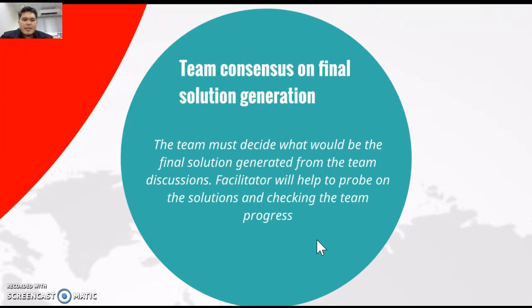So during the session in the classroom, we will have something to do with progress reporting. So the facilitator will move from one group to another group to see what you have achieved, what kind of solution you have generated, and we as the facilitator will probe you and check in terms of your team progress.